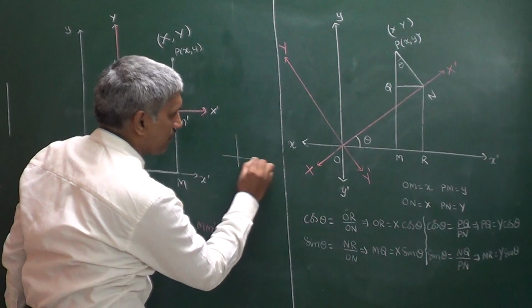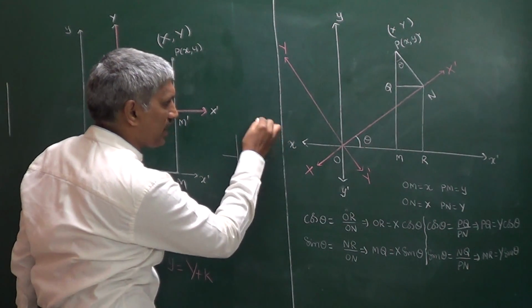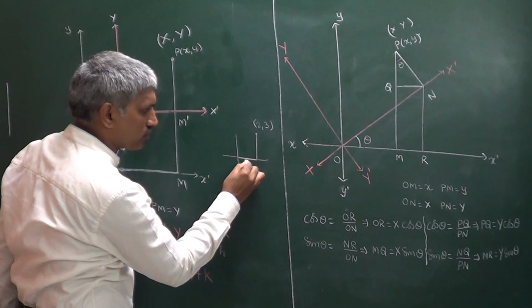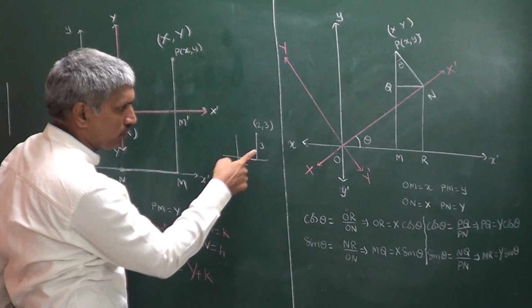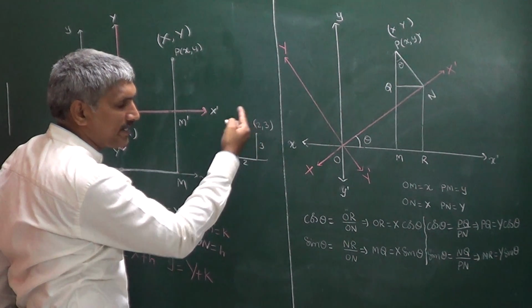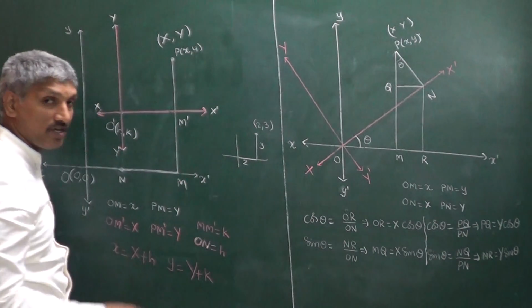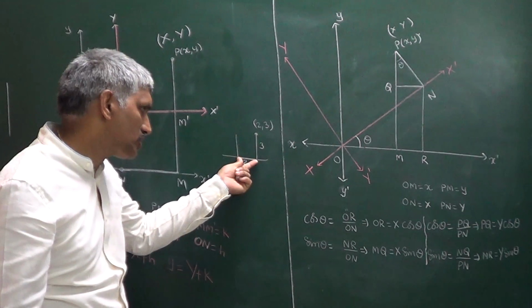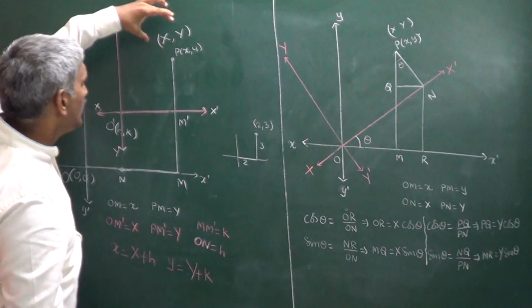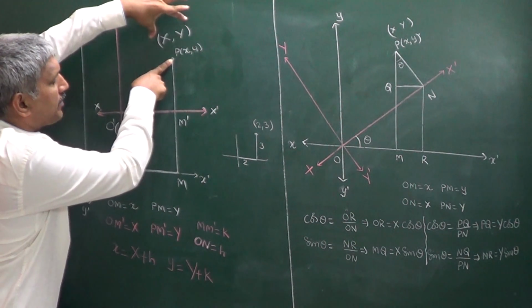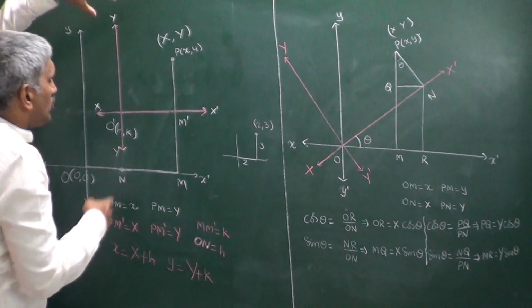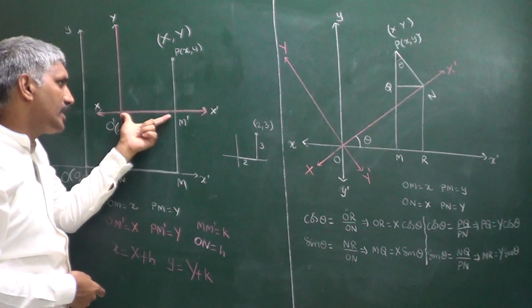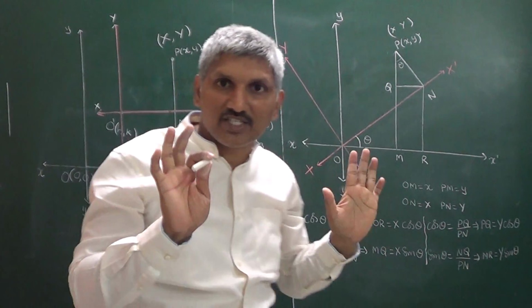What is the meaning here? We have a point 2 comma 3, which means this height is equal to 3 and this length is equal to 2 units. If we know this length is 2 units and this height is 3 units, then we can identify that particular point. So this point is 2 comma 3, meaning distance 2 and height 3. Similarly, this point's coordinates are capital X comma capital Y with respect to the new axis, meaning this height is equal to capital Y and this length is equal to capital X. That is the information.